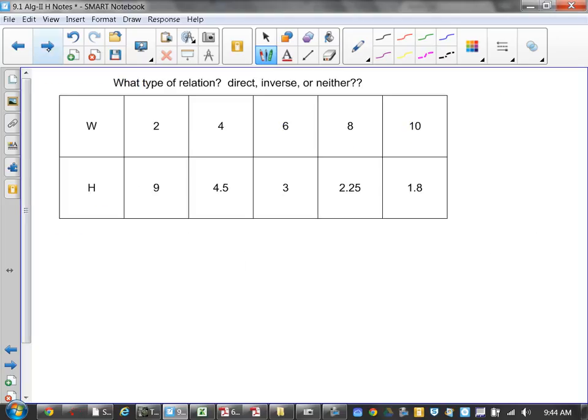So what we're going to do here is look at these tables. And this is where it comes back to how to interpret data. When we're looking at a table, we're looking at x's and y's. In this case, the top thing is w and h. Think of this as x is to y. If it's going to be direct variation, you're going to get an equation y equals k times x. If it's inverse, it would be y equals k divided by x.